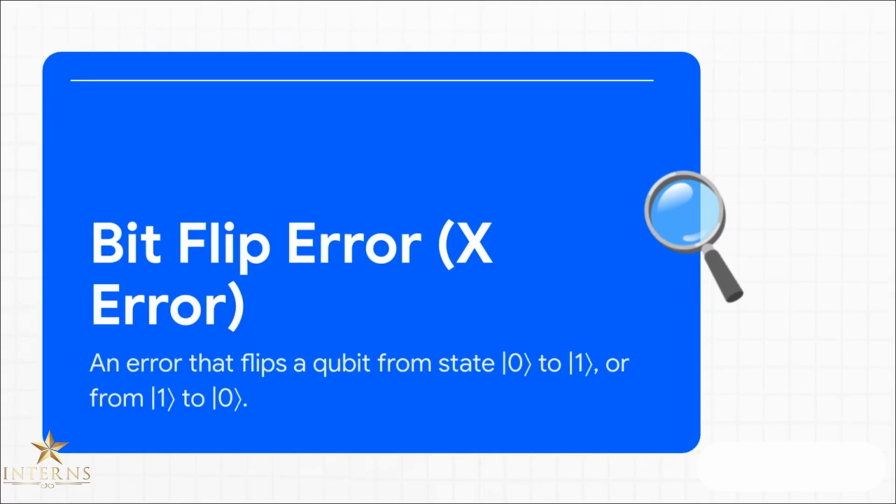So the first type of error is one we can kind of wrap our heads around. It's called a bit flip. It's exactly what it sounds like. A qubit that was supposed to be a 0 accidentally flips to a 1, or the other way around. It's a classic, straightforward corruption of the data.